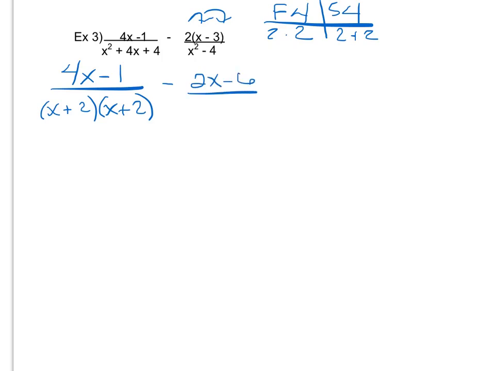All over, I notice that this is perfect square minus perfect square. So my a that's being squared to give me x squared is x. My b that's being squared to give me 4 is 2, and I get x plus 2, x minus 2.